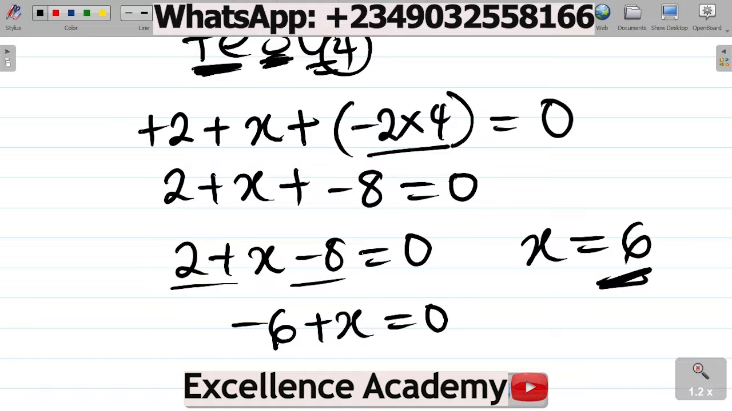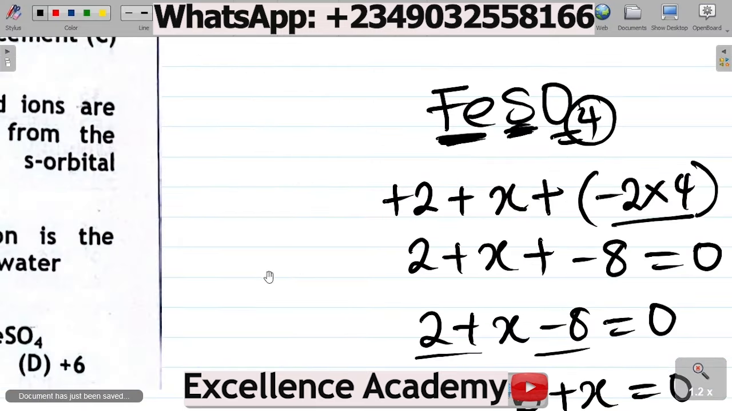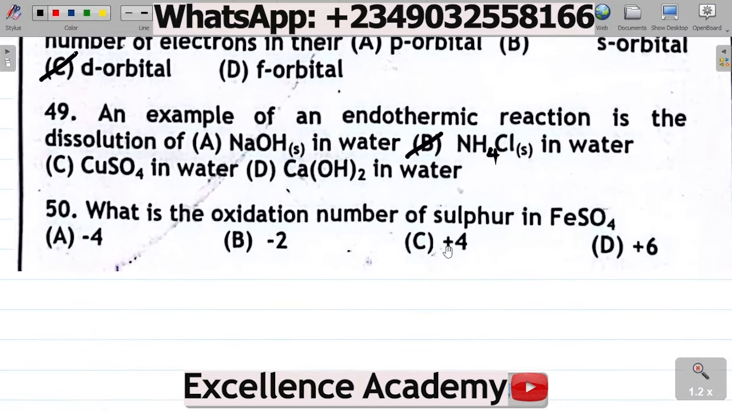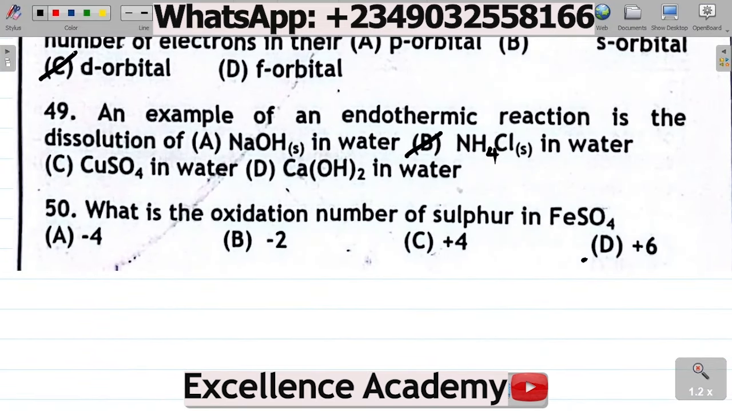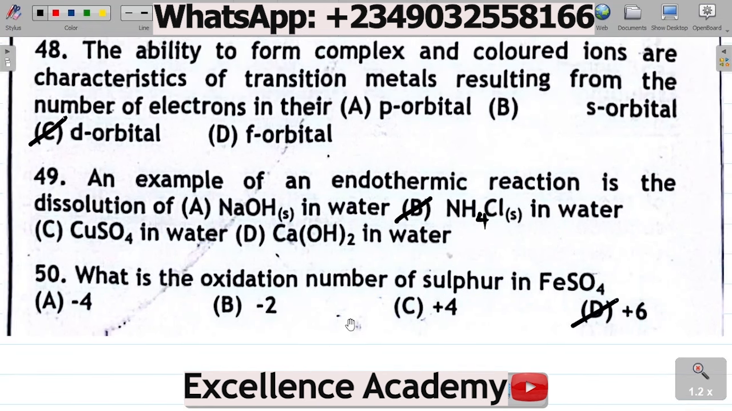So the correct answer for this question is +6. So let's see which option matches that. So the correct option there is D, +6. So that is your correct answer. All right, guys. So with this, we've completed all of the questions in the JAMB Chemistry 2022 examination questions.